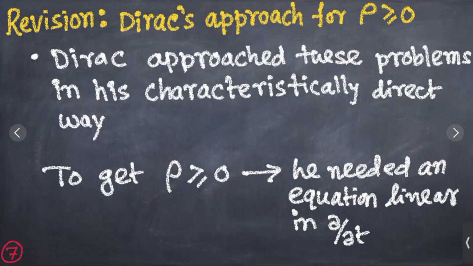And what was his postulate? He said, to get that, we need an equation in which the partial derivative with respect to time is linear. That is the Dirac postulate. He postulated that. Okay, so what is the problem?